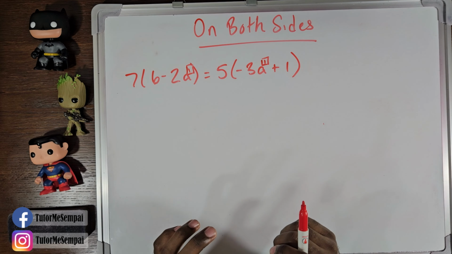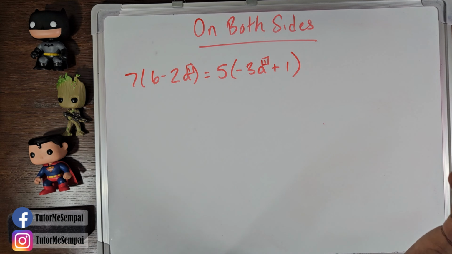But there's an a on both sides. If our goal is to get a on one side because that's our variable, how do we do that if they exist on both sides? Well, we want to make them end up eventually on one side.